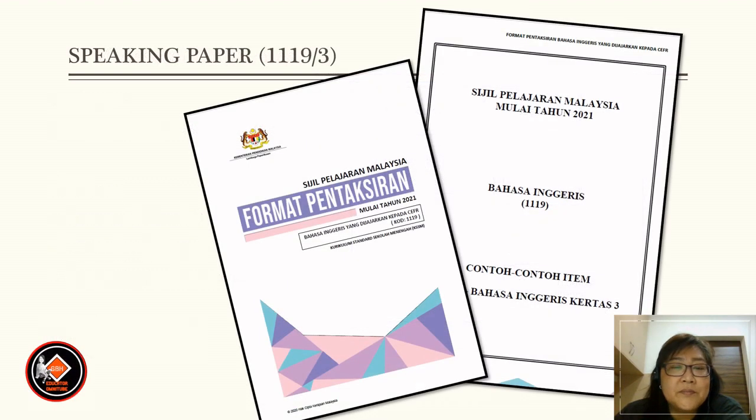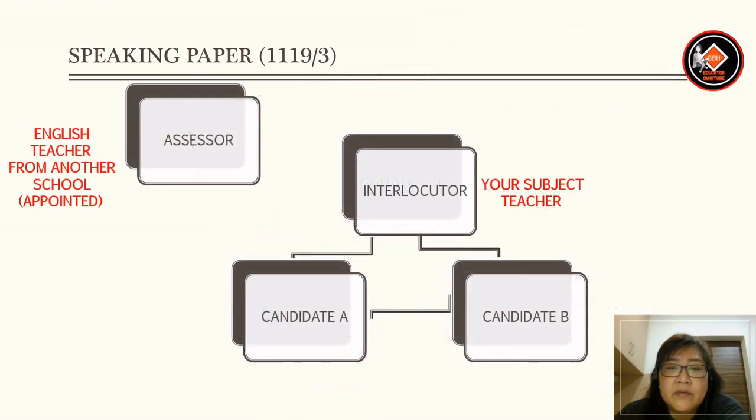Now let's look at the speaking paper. It is from the Ministry of Education. First of all, let's look at the plan. So you can see the picture here where you have the interlocutor. He or she is your subject teacher or the person who is teaching English in your class. And then you have candidate A and candidate B. The assessor is an English teacher from another school, so he or she is appointed.